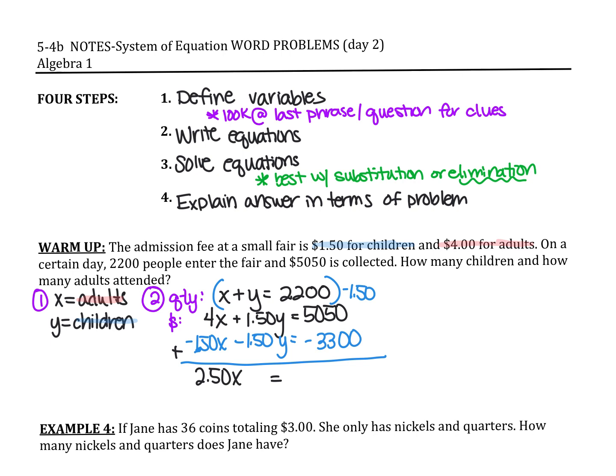And when I subtract 5,050 minus 3,300, I get 1,750. Now I'm going to divide by 2.50.